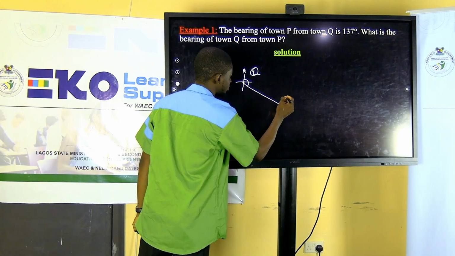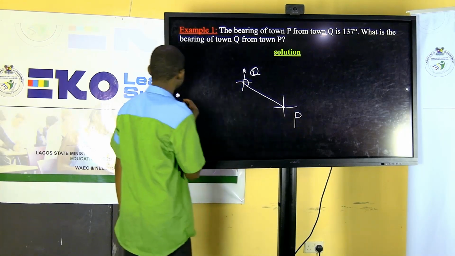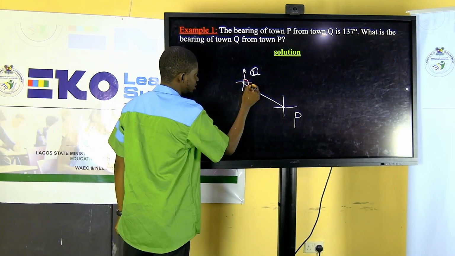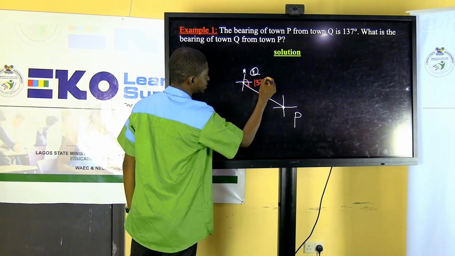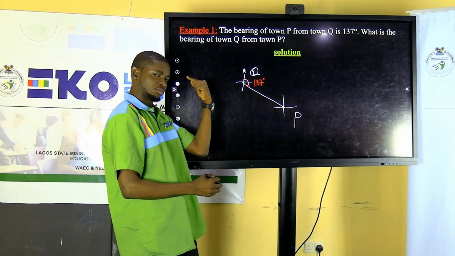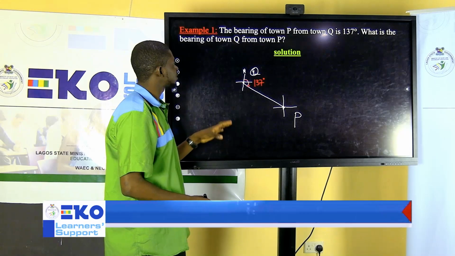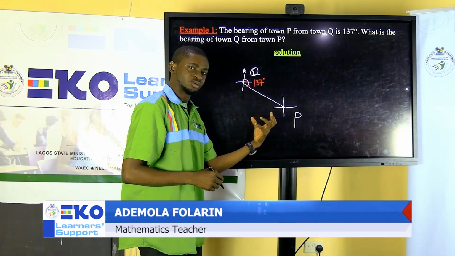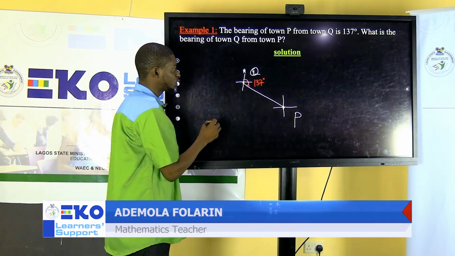This then tells us where P is located. This bearing reading is 137 degrees. That is the bearing of P from Q. Now, what is the bearing of town Q from P? From P now, P will now be the starting point. What is the bearing of town Q from P?